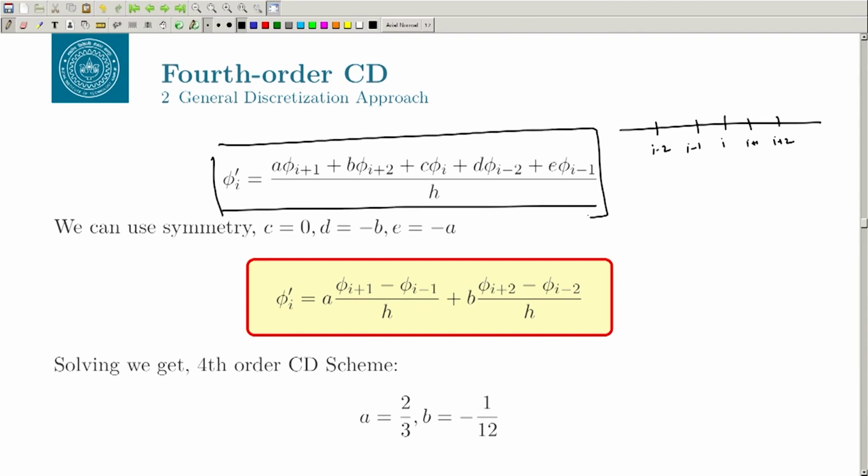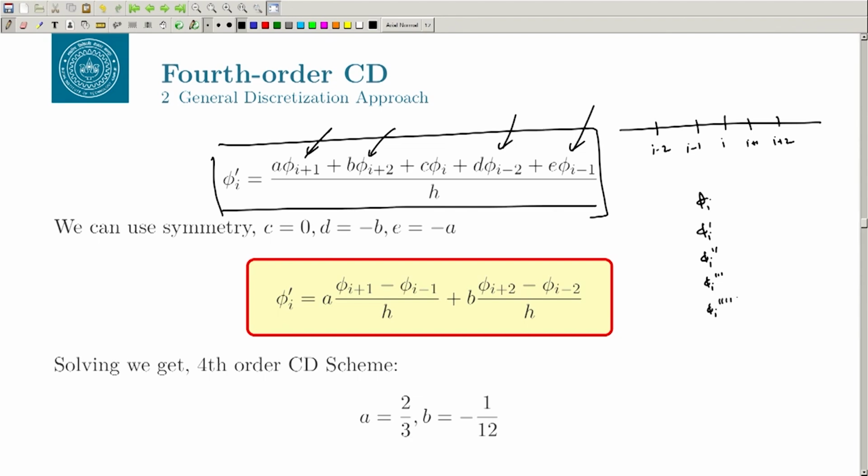Okay. Now, what you can do, you can use the Taylor series expansion around I plus 1, I plus 2, I minus 2 and I minus 1, okay, and get the 5 equations. You have to basically approximate the derivatives of phi I, phi I prime, phi I double prime, phi I triple prime and phi I fourth prime. Okay, then you will get 5 equations and 5 unknowns, you can solve it.